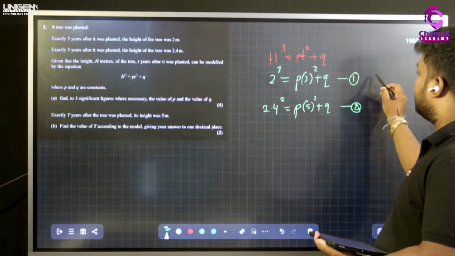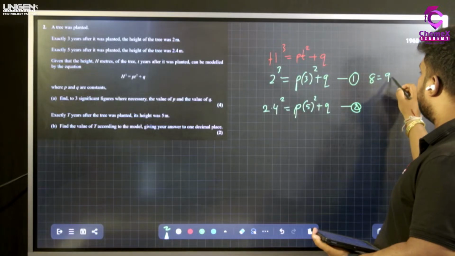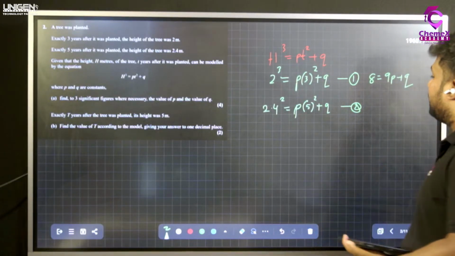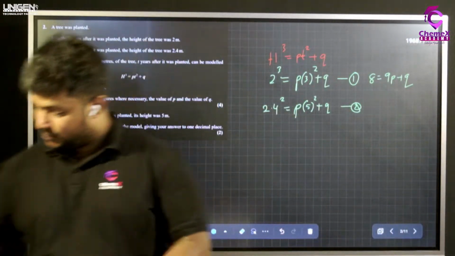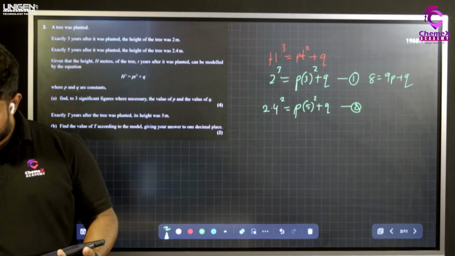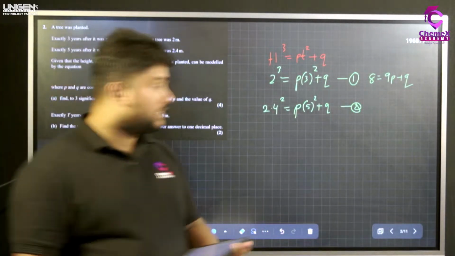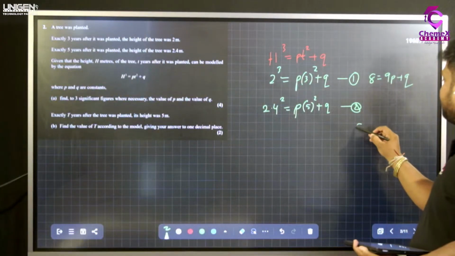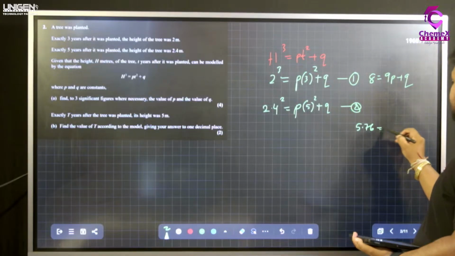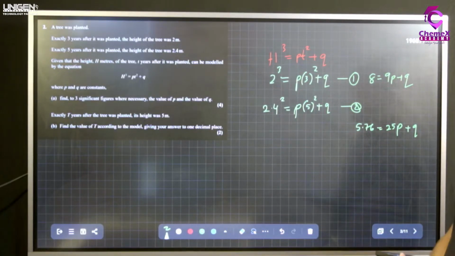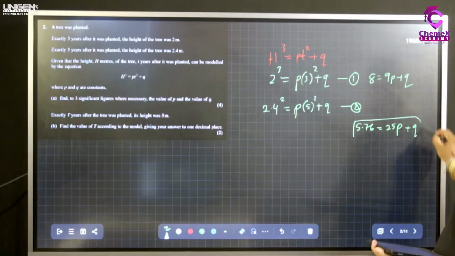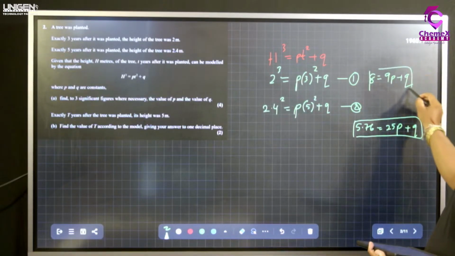What is this equation? 8 is equal to 9p plus q. Second one is what? 2.4 cubed is how much? 5.76. 5.76 is equal to 25p plus q. Understood? So use both of these simultaneously to solve for p and q.